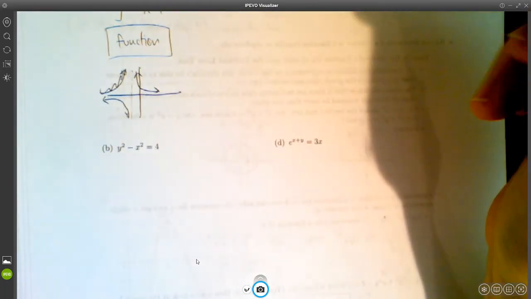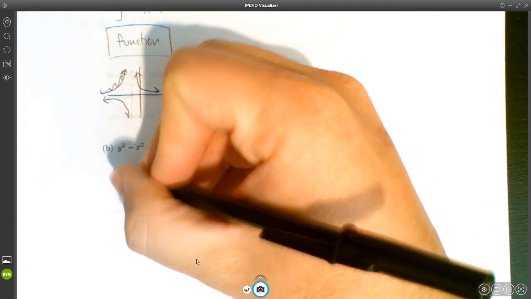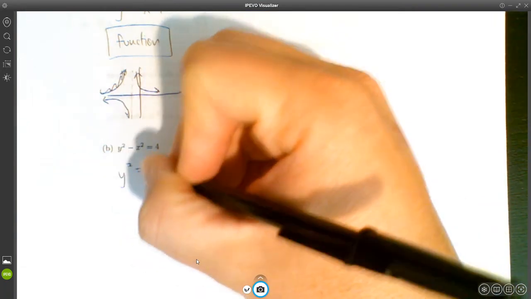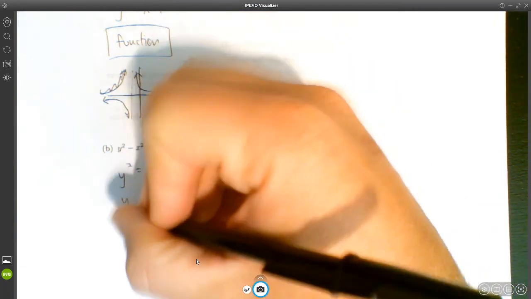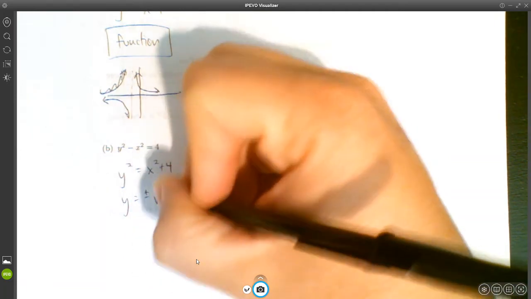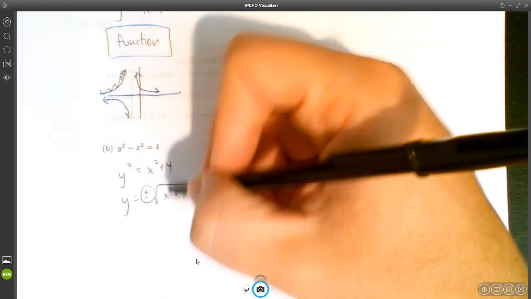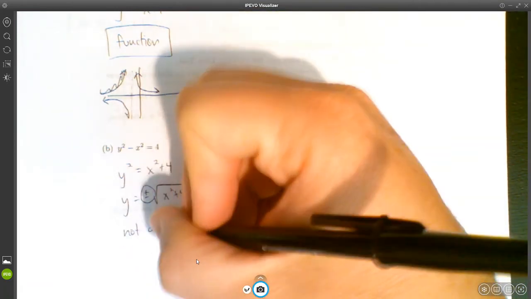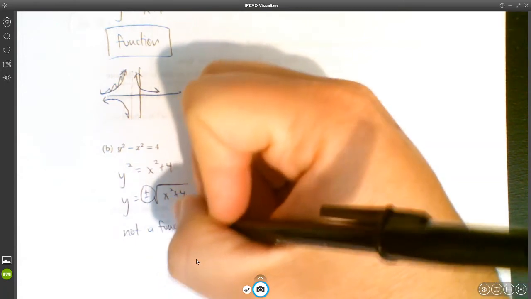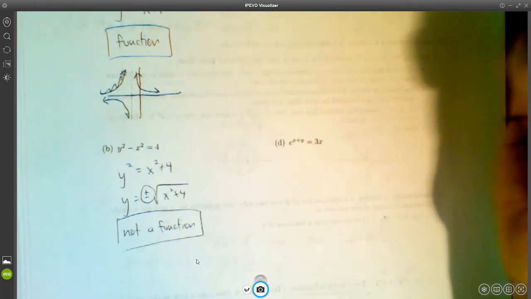Part B, I'm thinking, is not a function. If I solve this for y, then I get y equals plus or minus square root of x squared plus 4. This plus or minus thing means that for each input value, I'm going to get two output values. So this is not a function. So there's the algebraic reason that it's not a function.